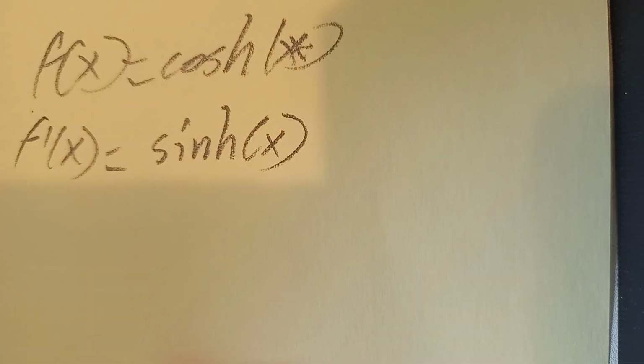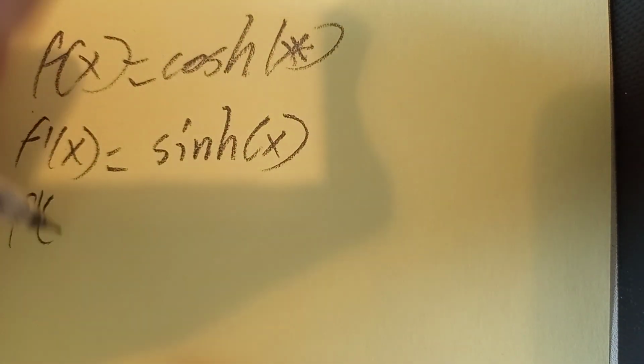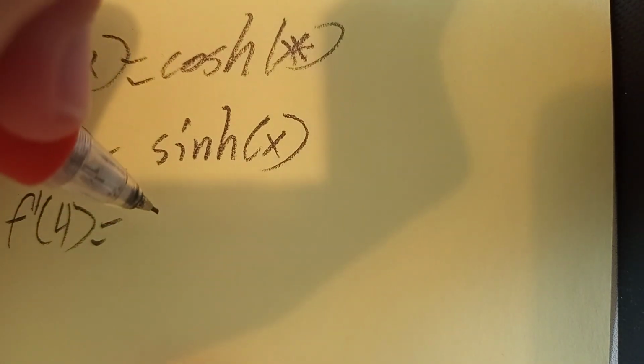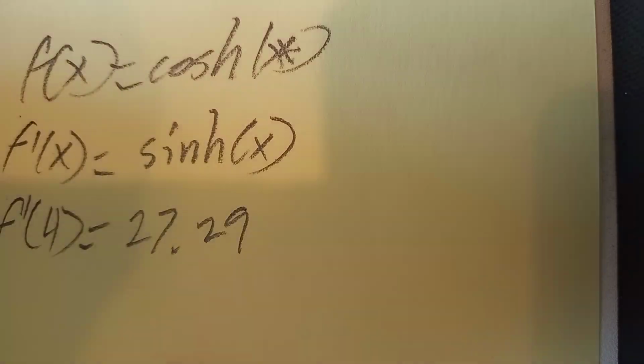So consider the function f(x) = cosh x. Then we can consider the derivative, f'(x) = sinh x. Then it's asked to evaluate it for x = 4, and if you plug it into your scientific or graphing calculator, you get 27.29. That's part A.